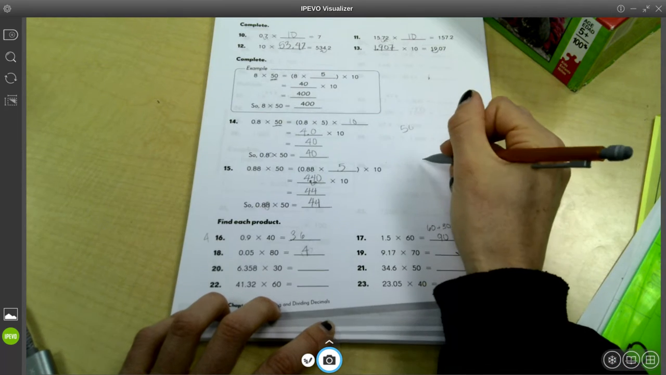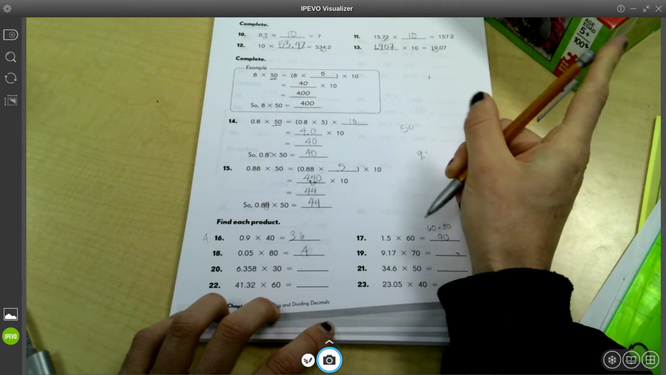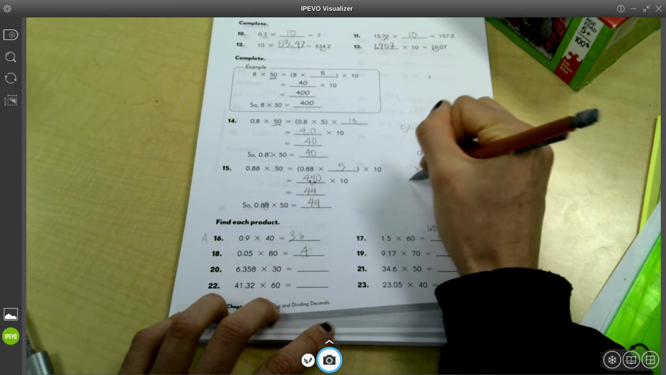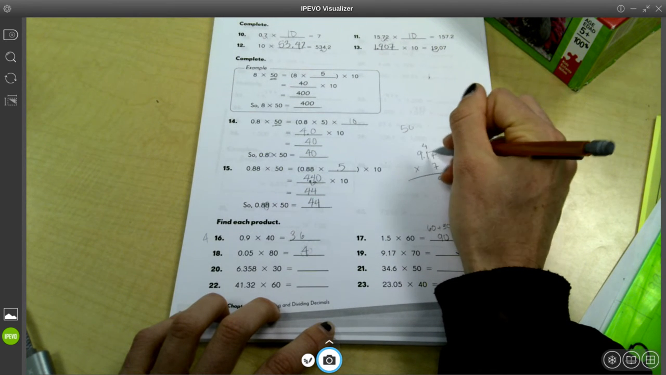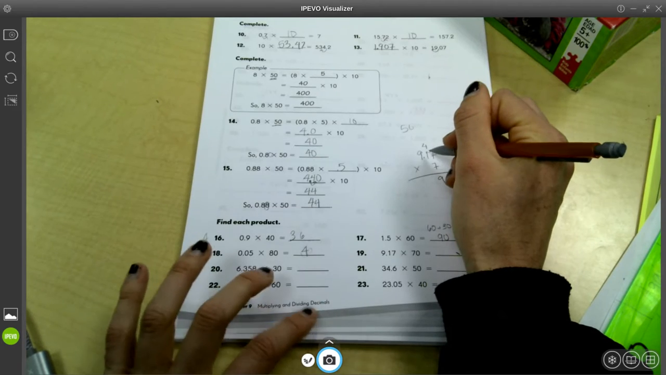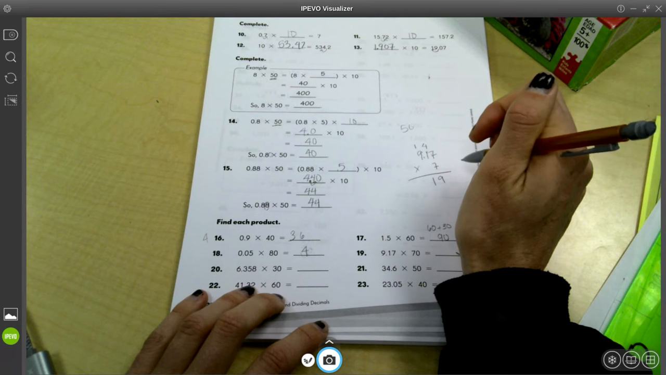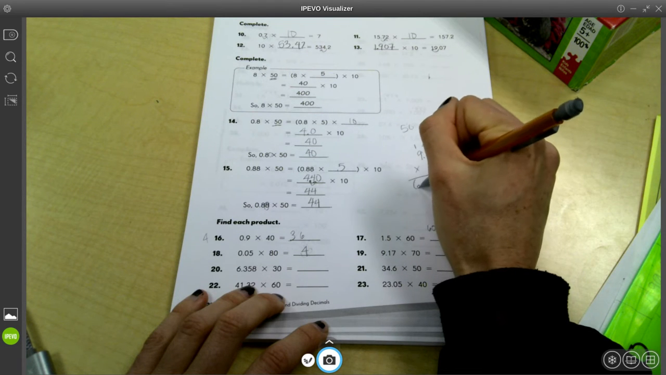All right, this one I'm going to have to rewrite. 9 and 17 hundredths times 7. 7 times 7 is 49. 7 times 1 is 7, 8, 9, 10, 11. 7 times 9 is 63, 64.